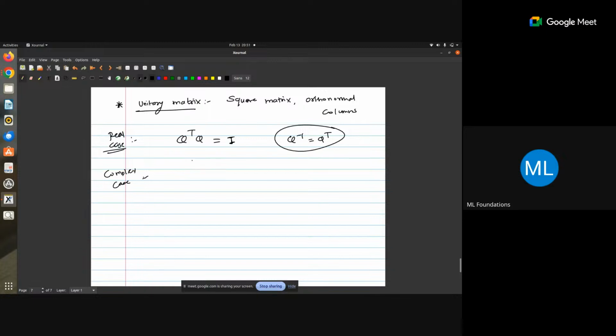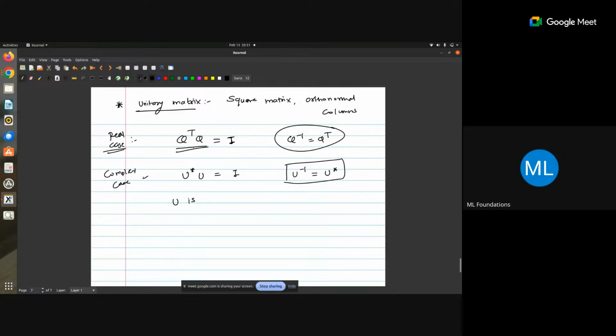It is denoted by U. So U star U should be equal to I. And what is U star? U star is the conjugate transpose, U bar transpose, the transpose of the conjugate, whatever you want to call it. So if it is a unitary matrix, then U inverse should be equal to U star.